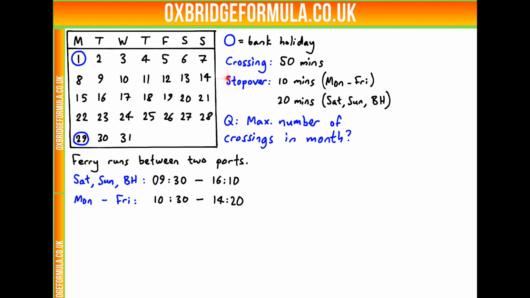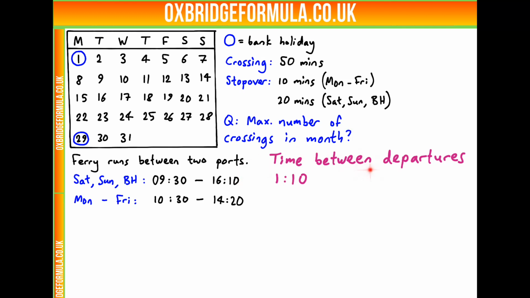We know a crossing takes 50 minutes, but we're not just going to divide this time up into 50-minute sections because we know we need this extra stopover time. And so what we need to consider is the time between departures. So, for example, for Saturdays, Sundays and bank holidays, the time between departures is the 50-minute crossing plus the 20-minute stopover. So that brings us to 1 hour and 10 minutes. So if it departs at 9:30, then the next departure will be 1 hour and 10 minutes later at 10:40.